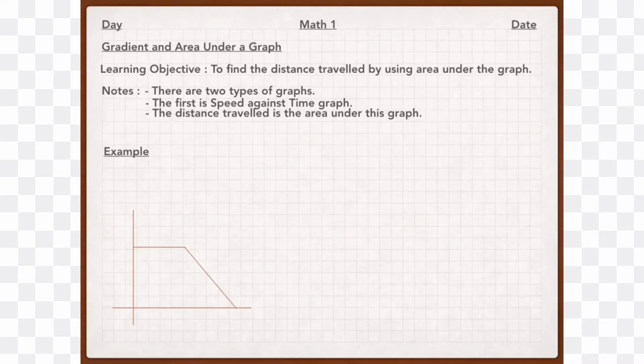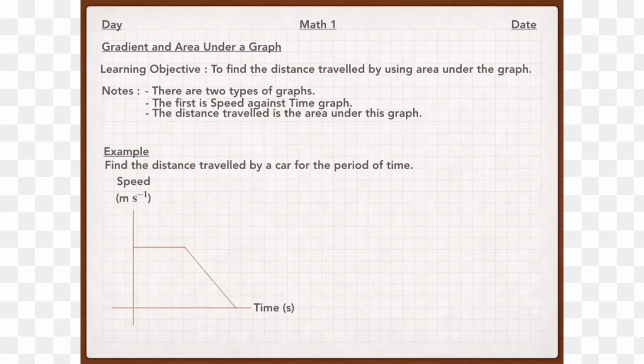Now let me give you an example. You have to find the distance traveled by a car for the period of time given below. So this is your graph. On your vertical axis you have speed. On the horizontal axis you have time in seconds. So there is 12 there, 4, the 0 mark, and also 7 there. To solve this question, we will try to find the area under the graph.